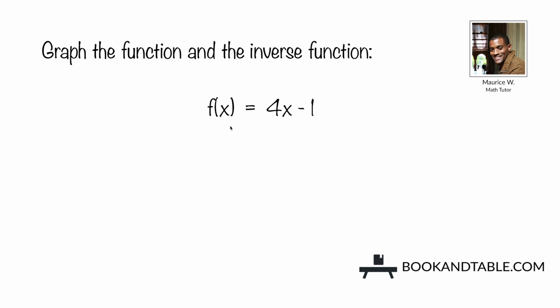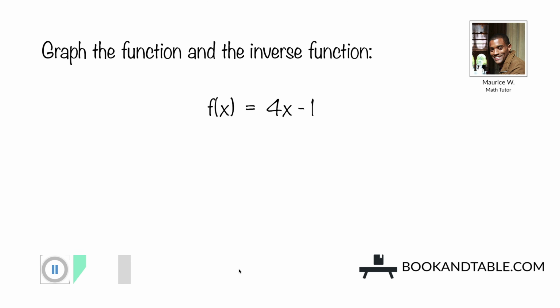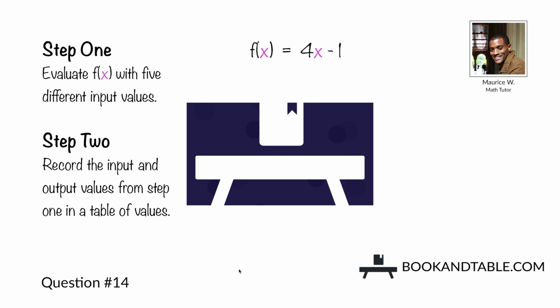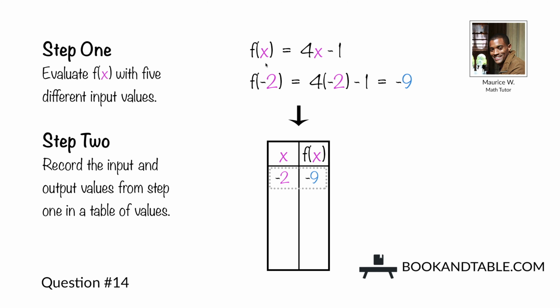Sketch the function and the inverse function, and we're given f of x is equal to 4x minus 1. Pause the video, answer this question, and then press play when you are ready to begin. Step 1. Evaluate f of x with 5 different input values. And then step 2, record the input and output values from step 1 in a table of values.